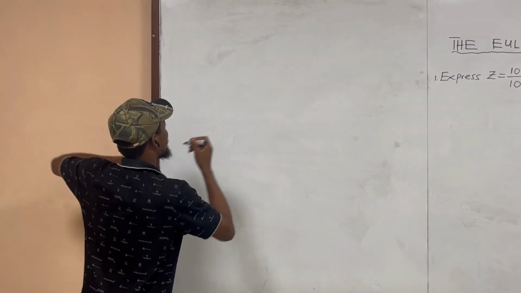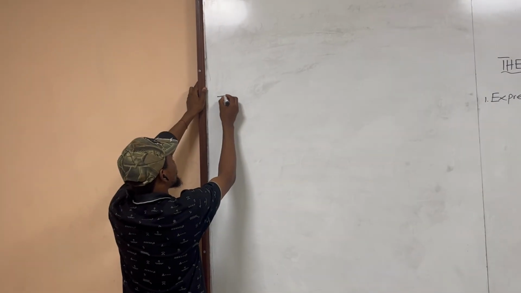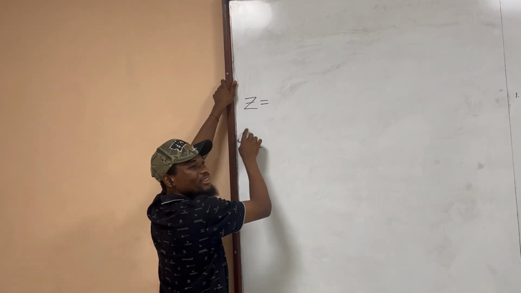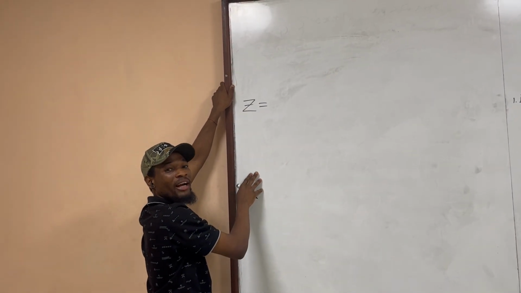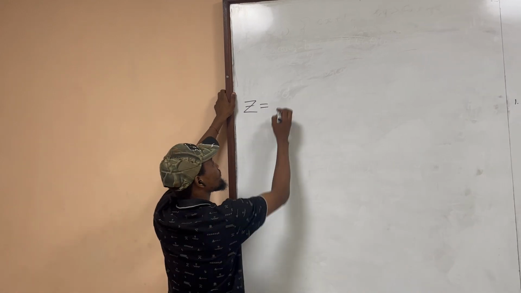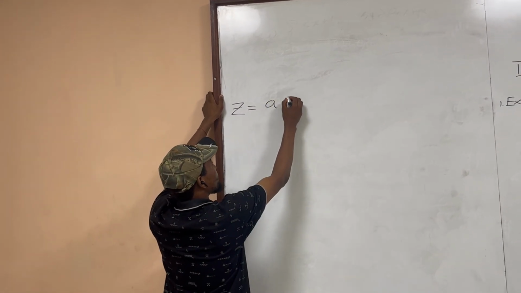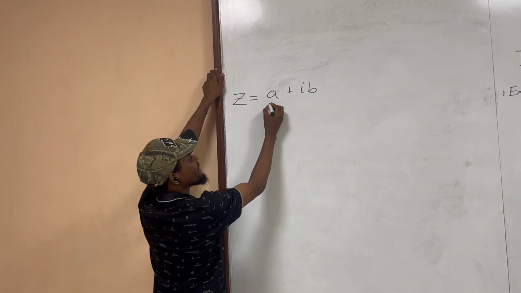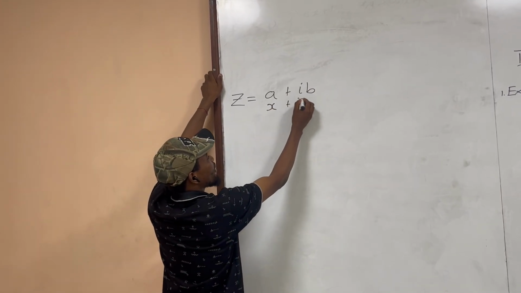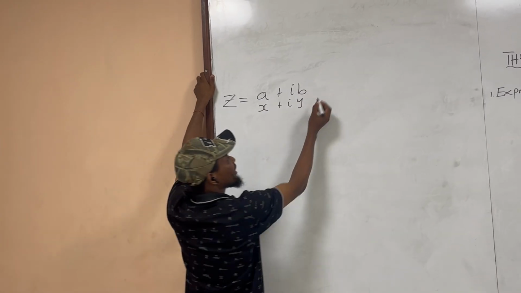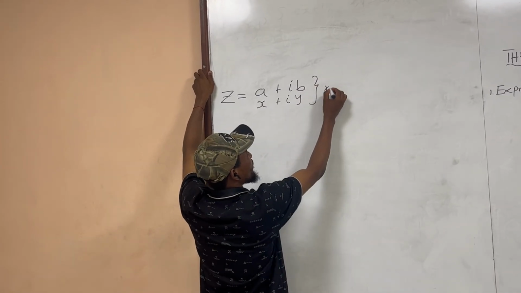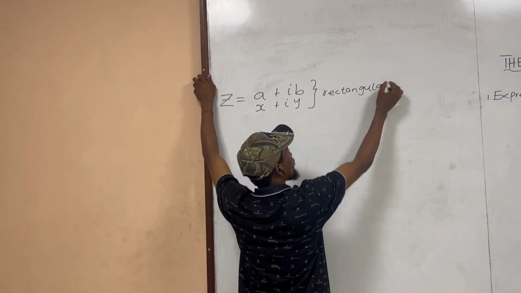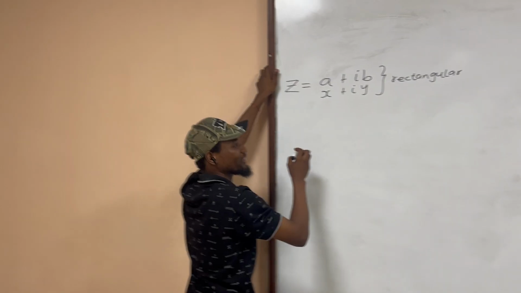Now, we said that to represent complex number z in the rectangular or the Cartesian form, it takes this form: a plus ib, and this is the same as x plus iy. So this is the rectangular form of representing complex numbers.